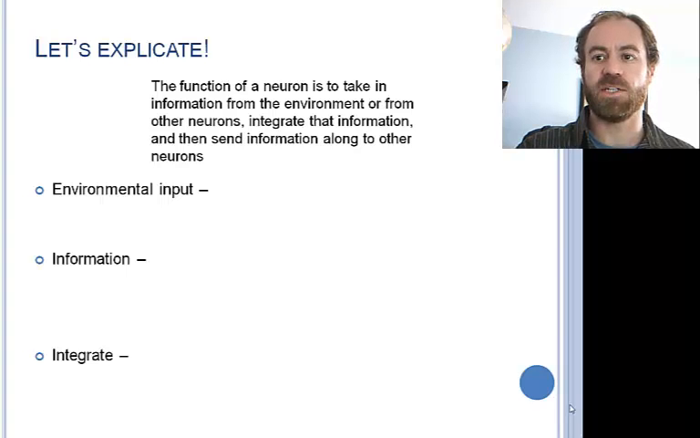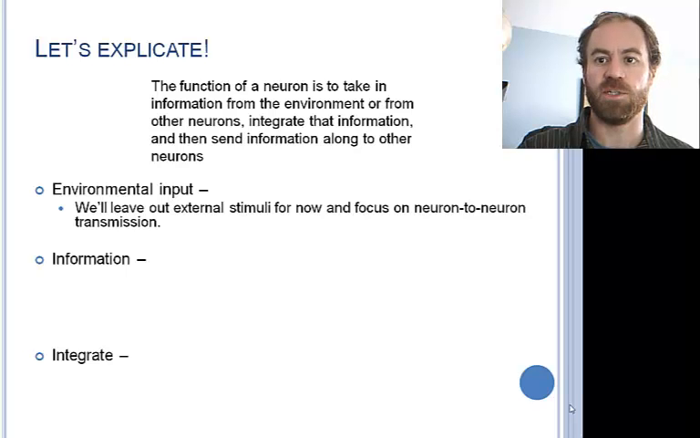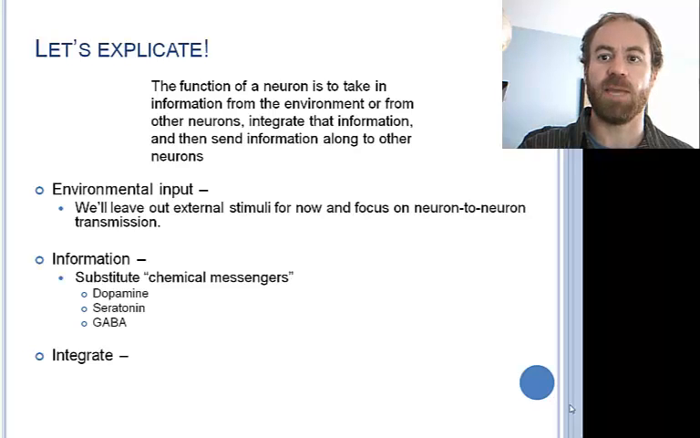Our definition says that the neuron takes in information from the environment or other neurons. Let's leave out the environment for now. We'll cover that in the next part of this unit. Let's just focus on neuron-to-neuron transmission. We also need to deal with this word information. Let's take that out and replace it with chemical messengers. These chemical messengers are neurotransmitters such as dopamine, serotonin, or GABA.